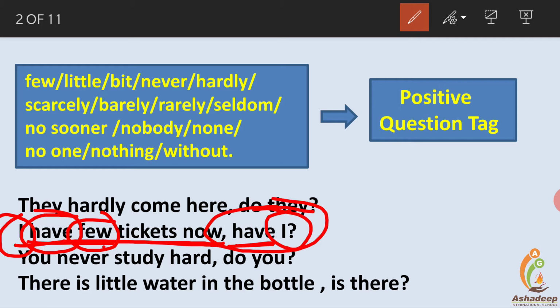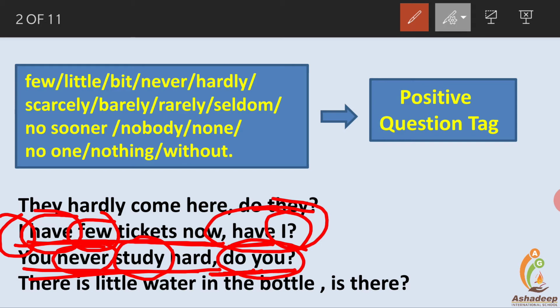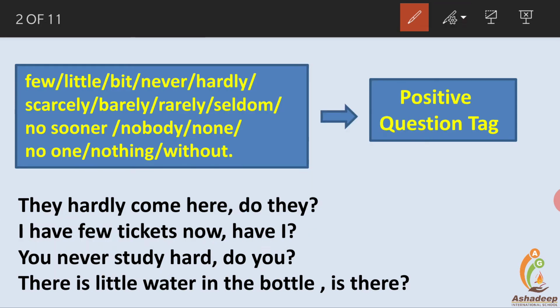Next, you never study hard. Never is negation, the sentence is negative. The question tag is positive. Study is simple present tense, and for that do is the verb. You never study hard, do you?